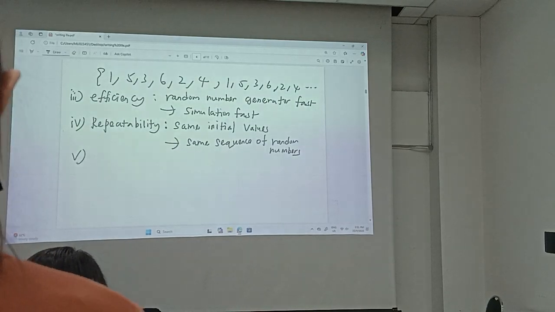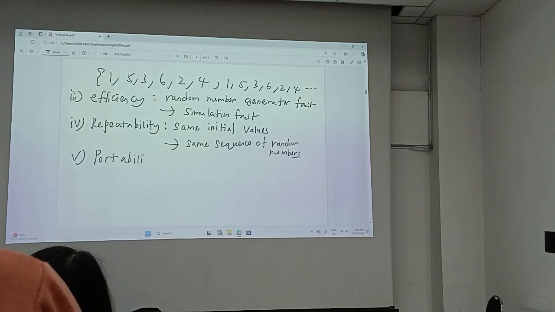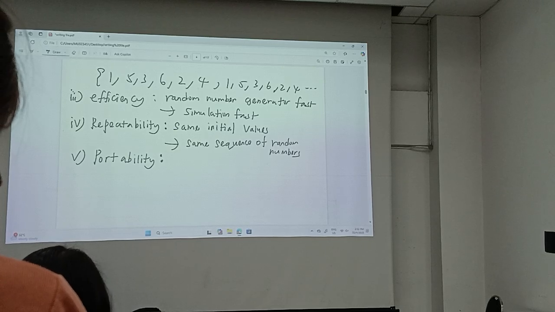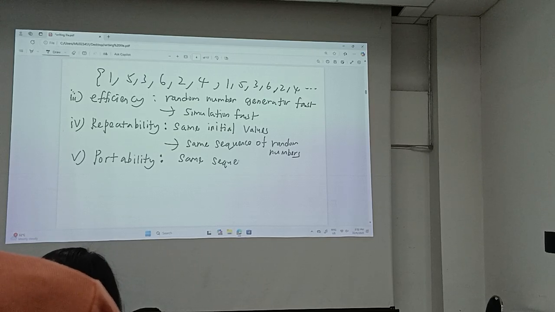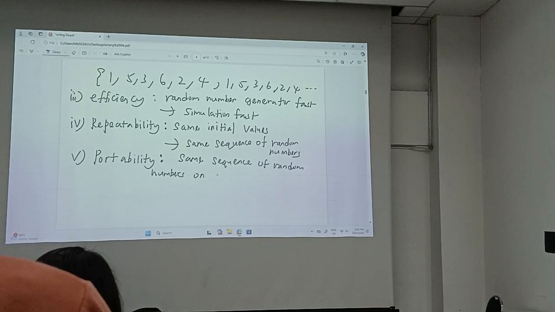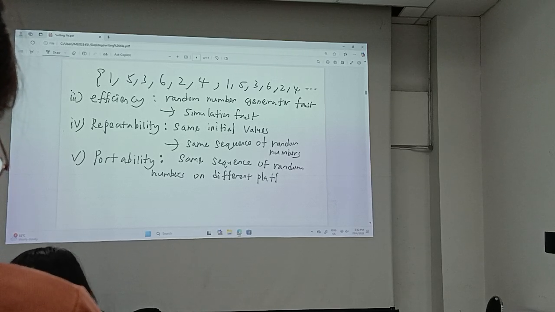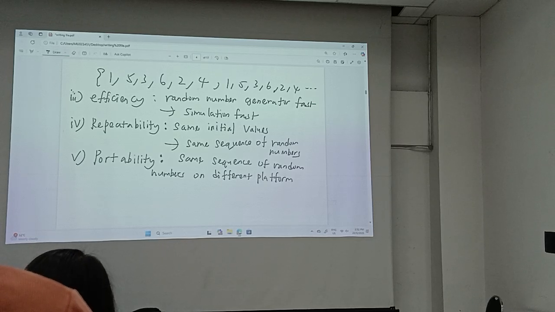And the last one, portability. What does portability mean? It means the same sequence of random numbers on different platforms, for example iOS and Android. So both generate the same sequence of random numbers when we apply this generator.